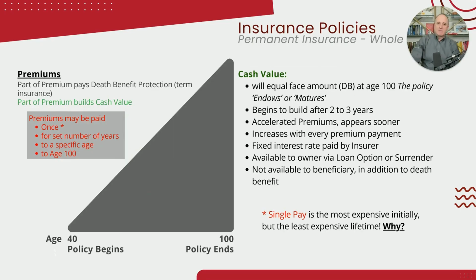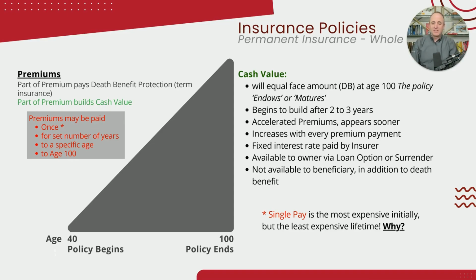All right, now there are different types of permanent policy. This one is whole life. And basically at age 100, what's going to occur is it's going to endow or mature. So what that means, all that means when you see that word, is the cash value equals the face value at that point. So if you have $100,000 in your cash value and it's a $100,000 policy, that policy has now endowed, and in a whole life that occurs at age 100.